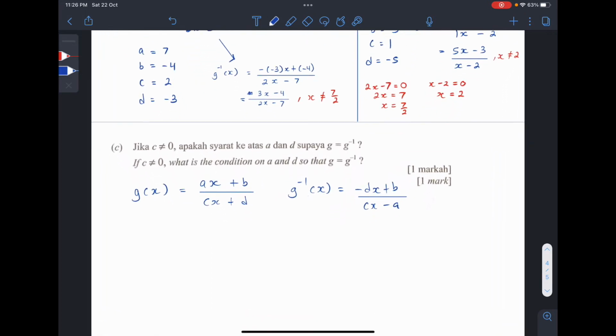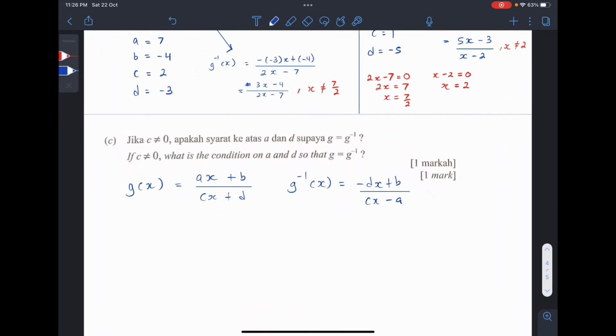If we read the question again, c does not equal 0, which means to say that c has a value to it. C is a number, we don't know that number, but c has a value to it.